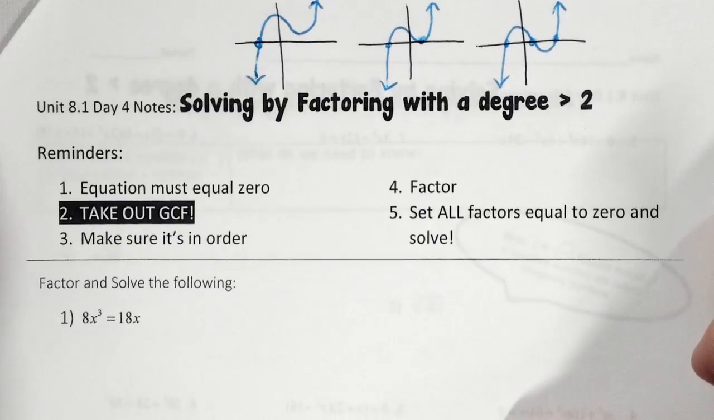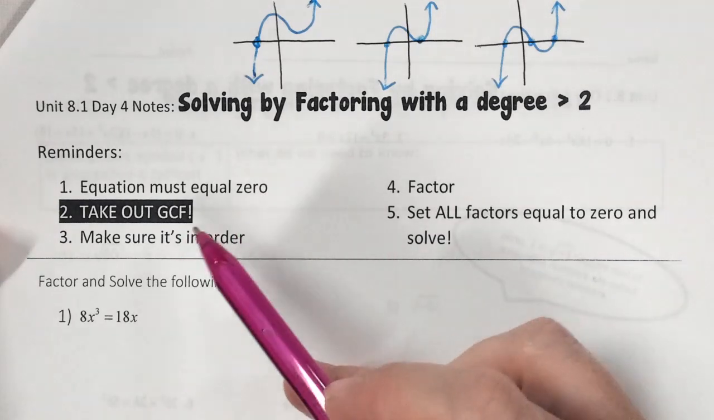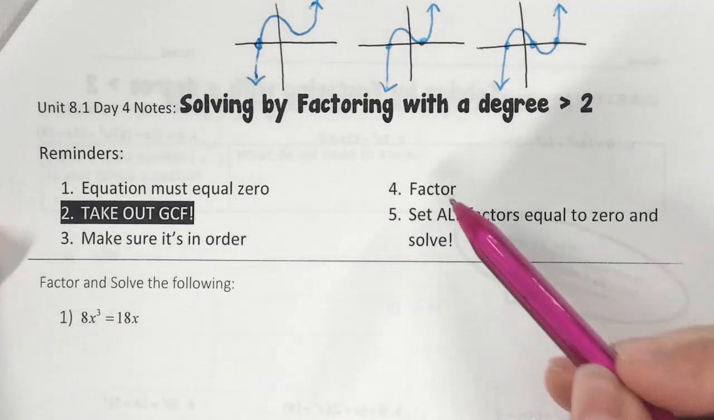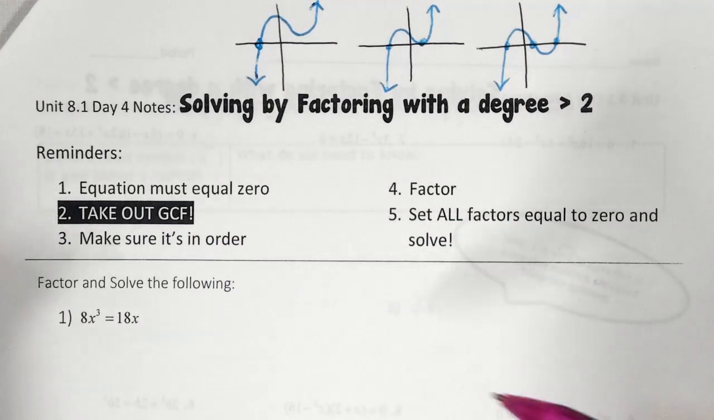Okay, so steps are still the same thing. Equation must equal 0. Take out your GCF. Make sure it's in order. Factor. Set all factors equal to 0 and solve. Nothing's changed except you're going to have more answers.